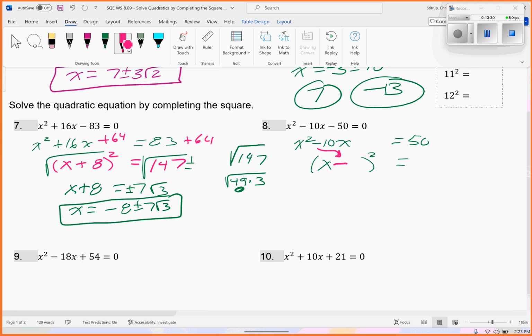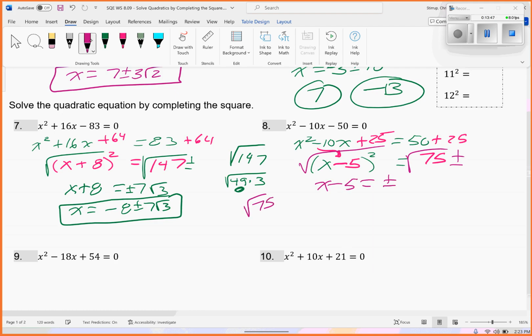It has to match. Half of 10. 5 squared. Add 25, add 25. So you get 75. Root, plus minus. Does root 75 break down to one of those perfect squares times something else? 25 and 3. Square root 25 is 5. Add 10 or add 5. Leave your answer with the radical in it.